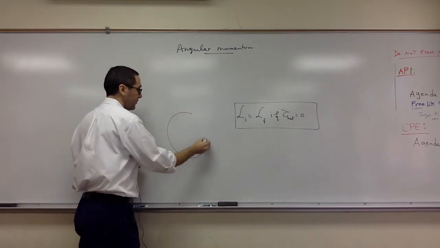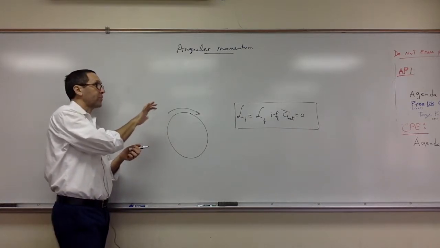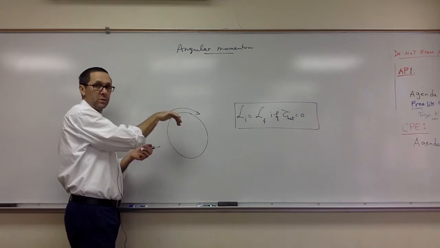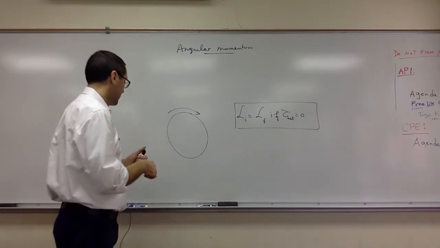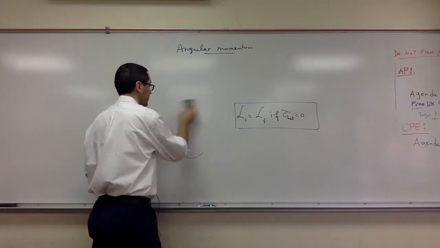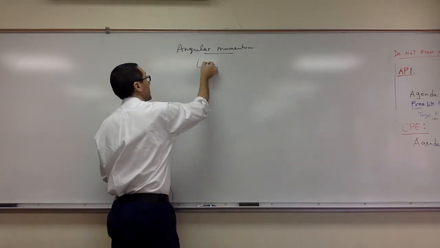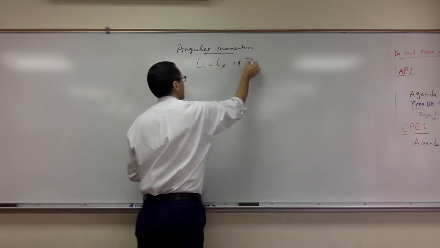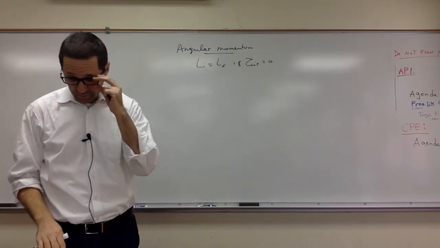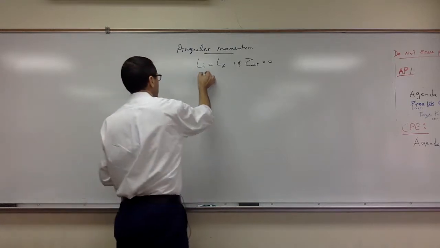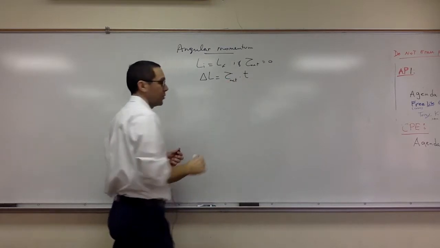Now, if I have an object spinning in this direction, okay, you can see clearly that omega is going into the board. Well, L also is going into the board. So we're going to use this for some demonstrations tomorrow, trying to explain something with the bicycle wheel. Okay. So I'm going to write this up top. Li equals Lf if the net torque is 0. Okay. And I think we also say that delta L is equal to the net torque times the time during which this torque is applied.